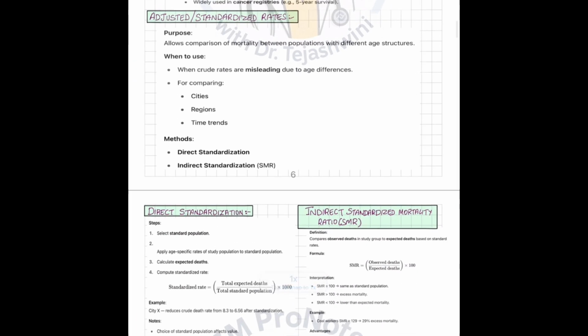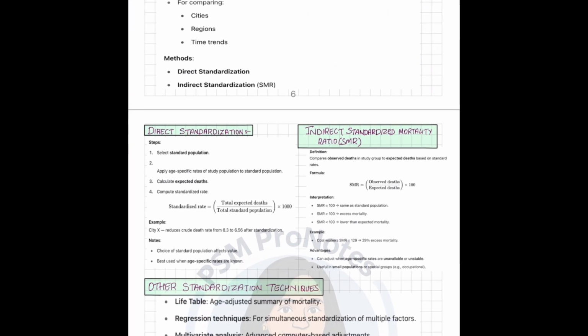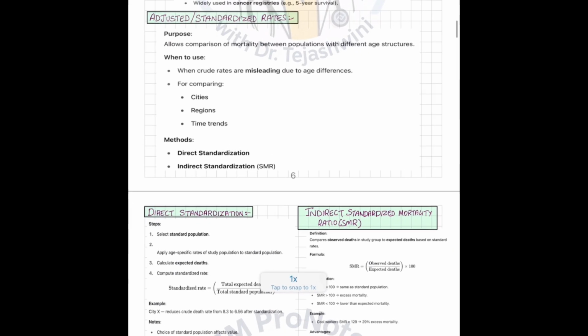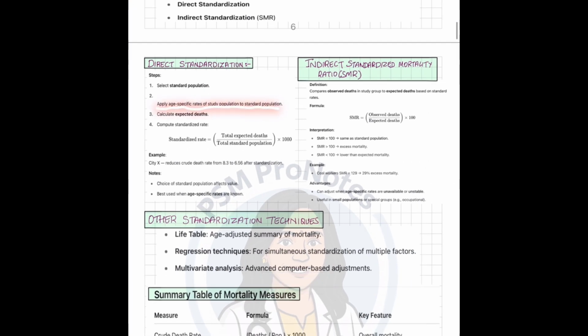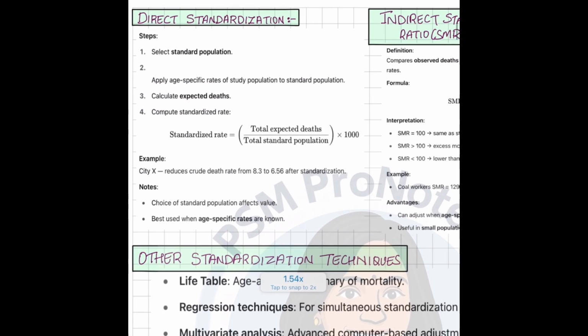Standardization, making fair comparisons. Let's say you want to compare death rates between Kerala and Bihar. But wait, Kerala has an older population, so naturally, their crude death rate may be higher. To make this comparison fair, we need to standardize the rates. Direct standardization. In this method, we apply the age-specific death rates of the study population to a standard population. It requires reliable age-specific data and is best used when comparing large populations.